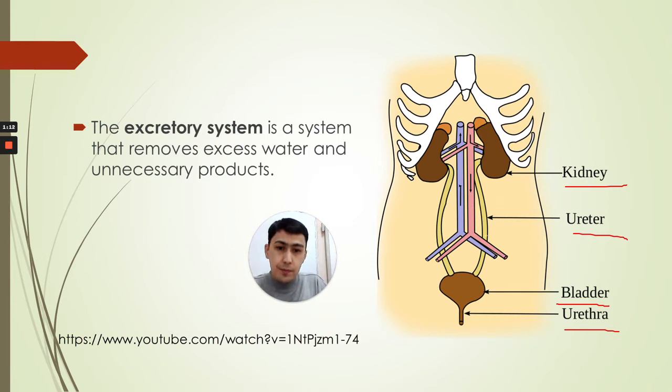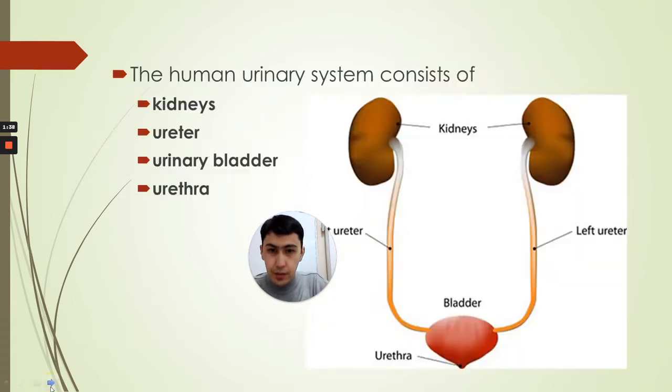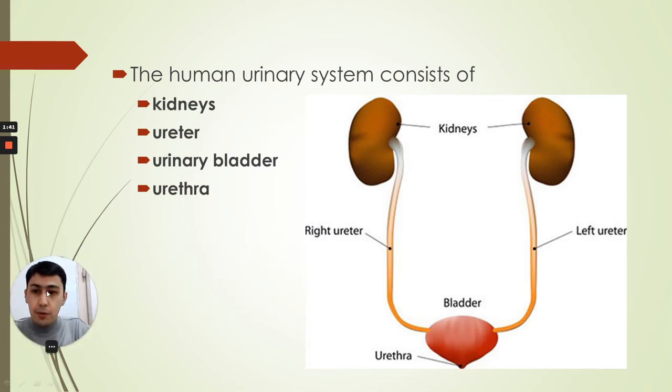Then we have the ureter. The function of the ureter is to carry the urine from the kidney to the urinary bladder. The urinary bladder stores it for a short time. Then we have the urethra, which helps us remove urine from the urinary bladder. These are the four main organs of the urinary system: kidneys, ureters, urinary bladder, and urethra.